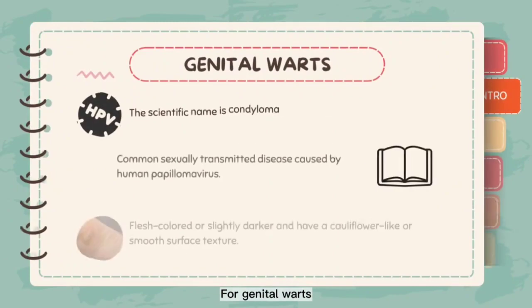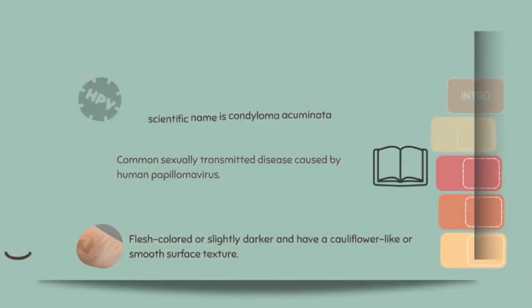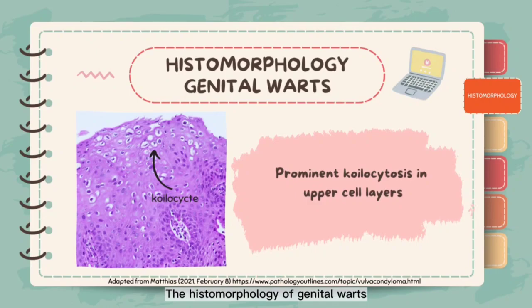For genital warts, the scientific name is Condyloma acuminata. It is a common sexually transmitted disease caused by human papillomavirus. It is typically flesh-colored and has a cauliflower or smooth surface texture. The histomorphology of genital warts can be seen as follows.